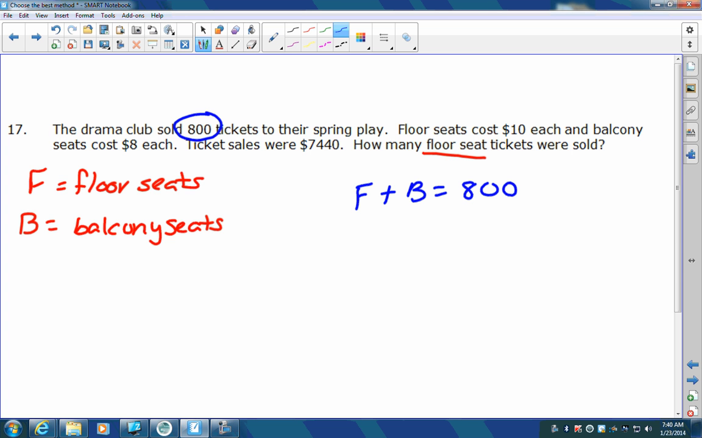The other thing they give you, especially when you're talking about tickets, guys, you have to add the dollar amounts on there. The floor seats are $10. The balcony seats were $8. So I'm going to take 10 times the floor plus 8 times the balcony, and that equals 7,440.